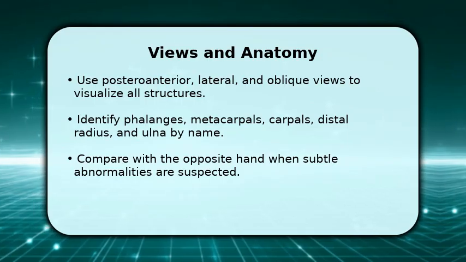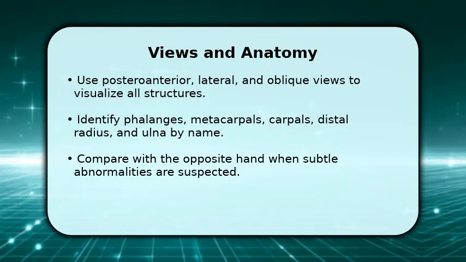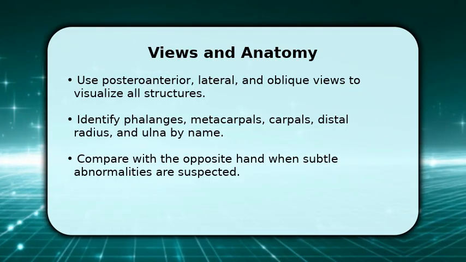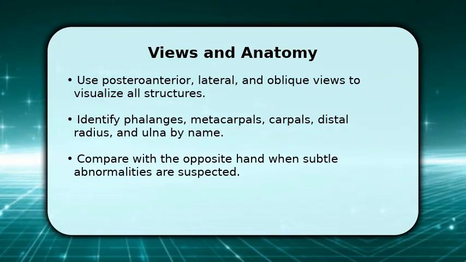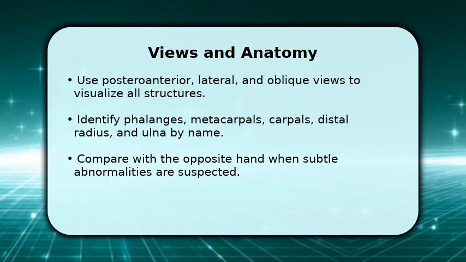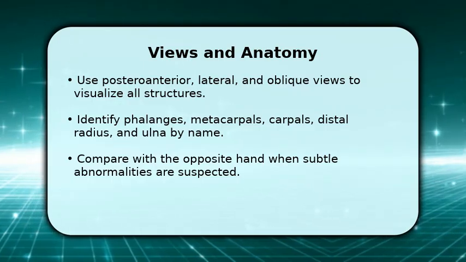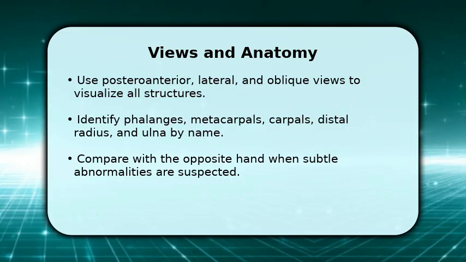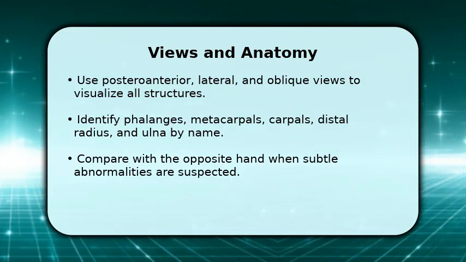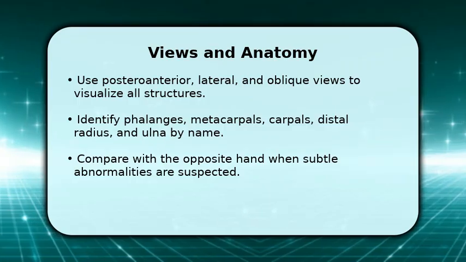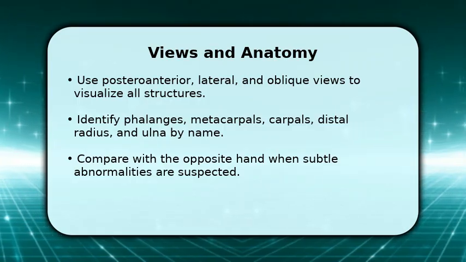Identify phalanges, metacarpals, carpals, distal radius, and ulna, and confirm normal relationships. Evaluate cortical integrity and trabecular patterns for lucencies or sclerosis that suggest pathology. Inspect joint spaces for uniformity and early arthritic change. Note soft tissue contours for edema or foreign bodies, and recommend follow-up imaging as needed.